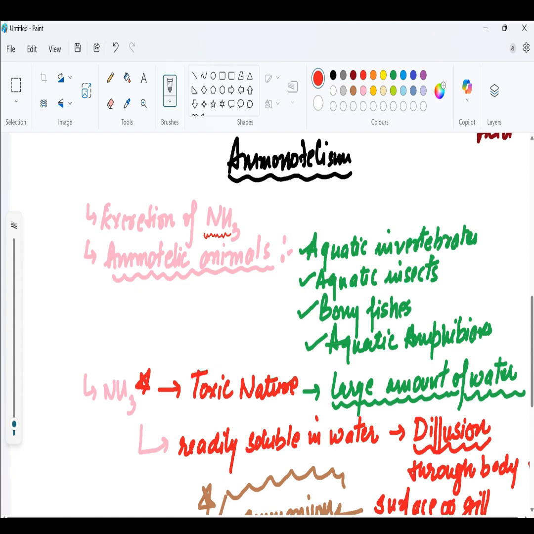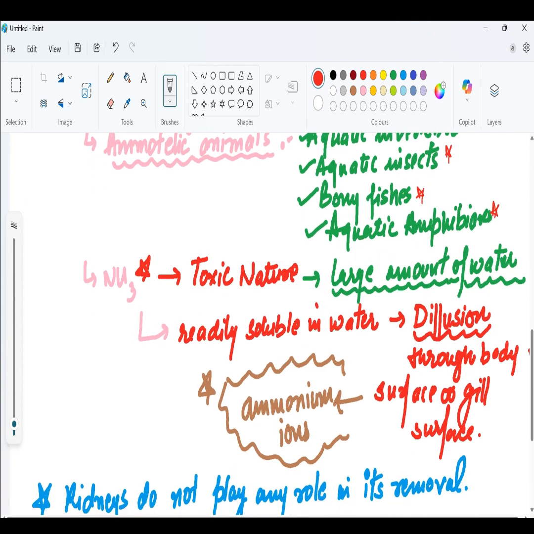So there are certain examples. We have to understand the examples. What are the examples of these ammoniotelic animals? They could be aquatic invertebrates, they could be aquatic insects, they are bony fishes, and they are aquatic amphibians as well. So when we talk about ammonia, it is very toxic in nature.